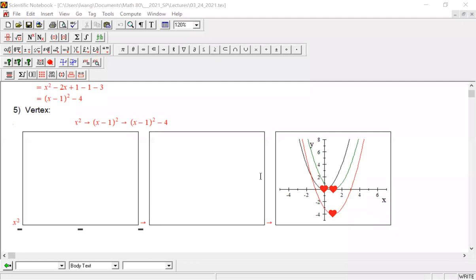So what will be the vertex? The vertex is going to be 1, -4. Do you agree? Sorry, -4. So that's our vertex. The vertex is 1, -4. So we got the vertex.